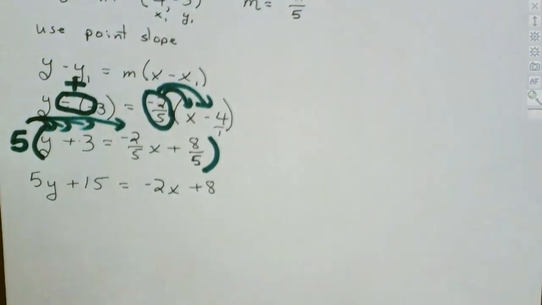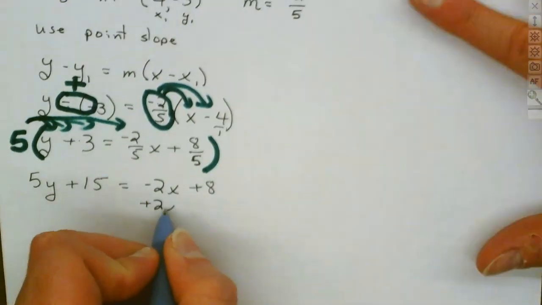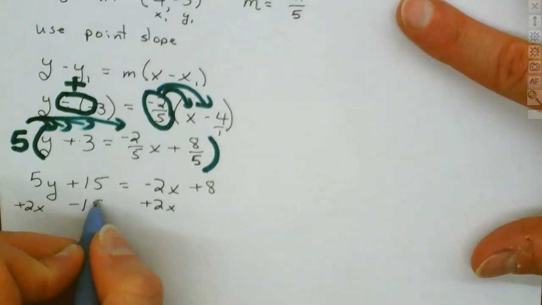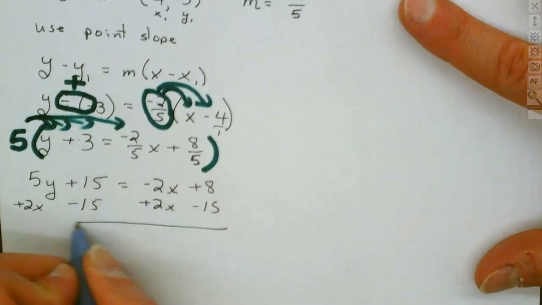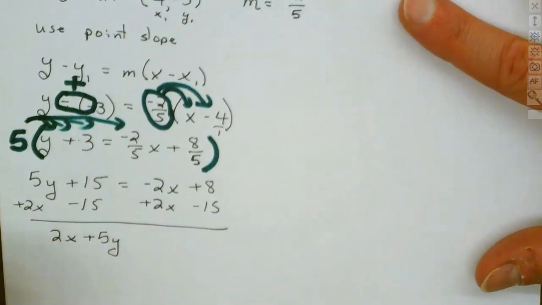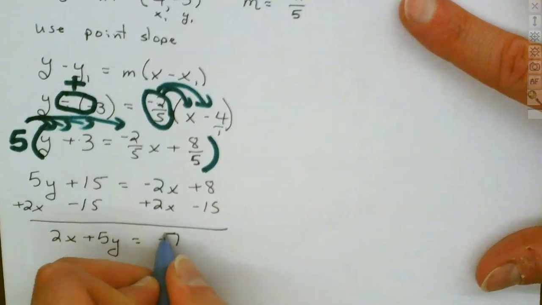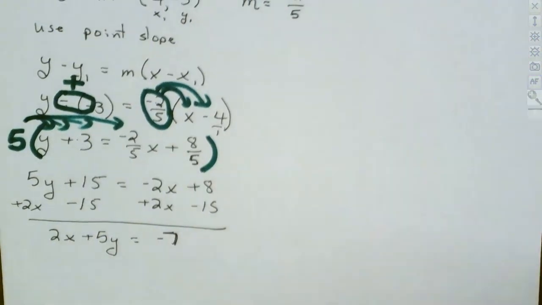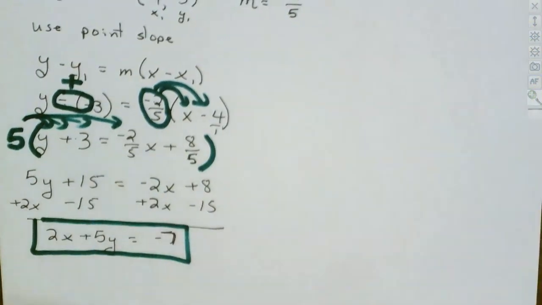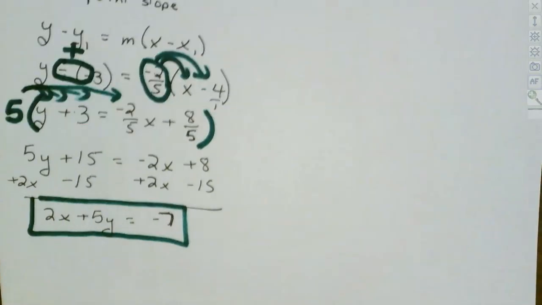And we want to write this in standard form. So I'm going to add my 2x over, that way the x's are on the left with the y's, and move the 15 over so that it's on the right. And now it should be in standard form. And so that is 2x plus 5y equals a negative 7. And that is now in, or not slope intercept form, in standard form. Right? This is in standard form, and that's what we wanted.